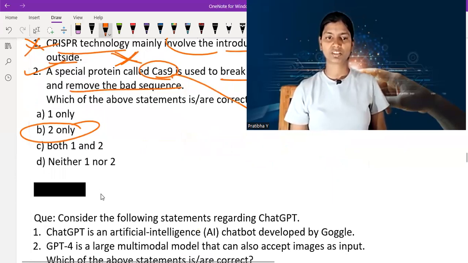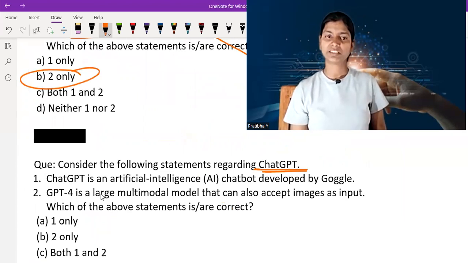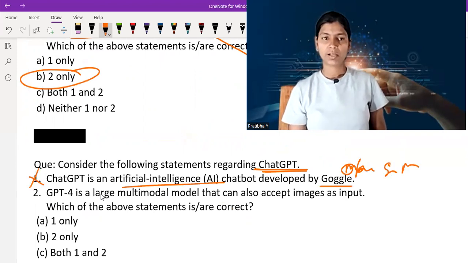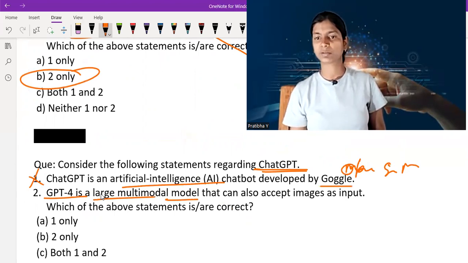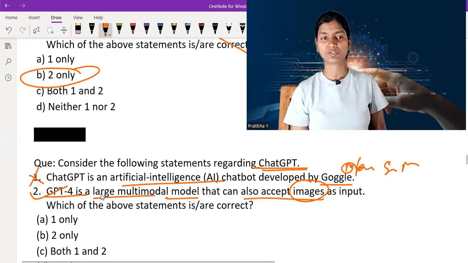Now let's move on to the next question. Consider the following statement regarding ChatGPT. ChatGPT is an artificial intelligence chatbot developed by Google, no, developed by OpenAI, supported by Microsoft. This one is wrong. GPT-4 is a large multimodal model that can also accept image input. GPT-4 is an advanced version of ChatGPT.